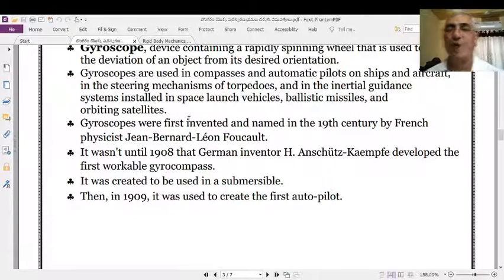Of course, more or less, the gyroscope is used in ships, automatic pilots on ships, aircraft, guided missiles, launching vehicles, ballistic missiles, and orbiting satellites. It means that it has a wide range of applications in technology, and in so many sophisticated instruments and sophisticated vehicles as far as journeys and space missions are concerned.